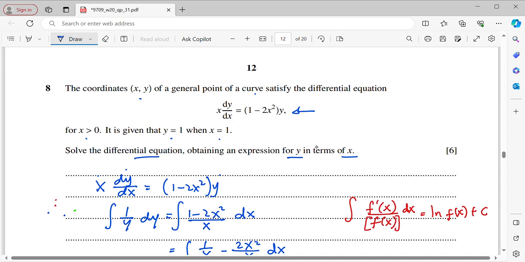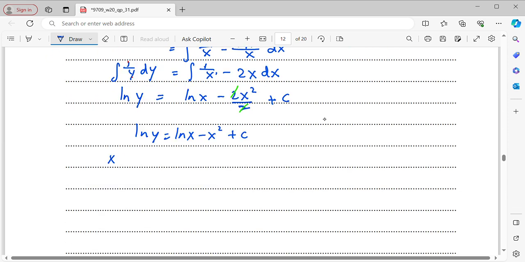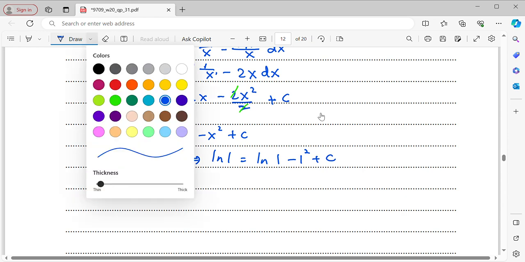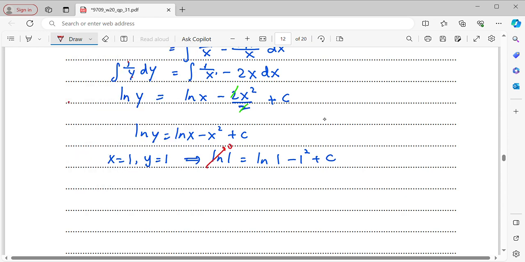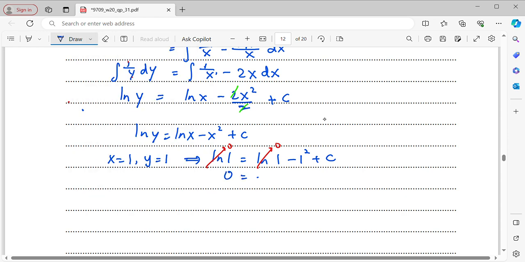And now, given that x equals 1 and y equals 1, so this is for us to find the c value. So which means ln y is 1 equals to ln x, x is 1, then minus 1 squared plus c. So ln 1 is 0. So here is 0. Therefore, your 0 is minus 1 plus c, hence the c is 1. So now I will get ln y equals to ln x minus x squared plus 1.